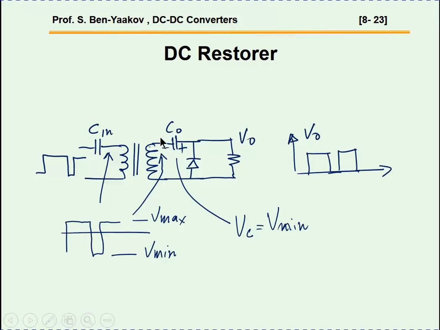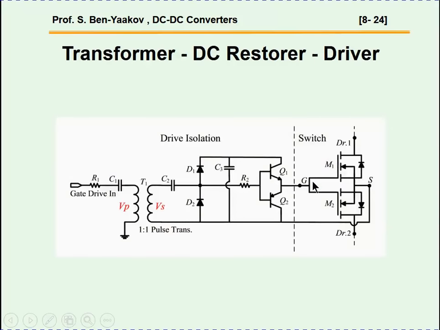We are going to have at the output of the transformer a square wave, but with a shifted ground. So now we have this capacitor and diode. Now, what will happen is that during the negative part, this capacitor will actually be charged to this portion here, to this V minimum. So when the positive part comes in, it will be added to this negative part, building up again the same voltage as before. So this is called the DC restore, and this actually brings you back the same form as you have it here with a DC average, which you cannot get just with a transformer.